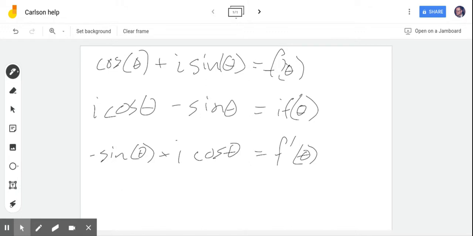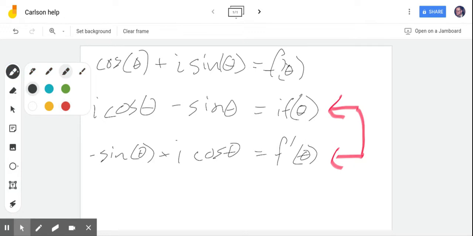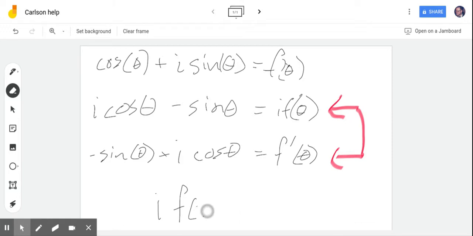So, hopefully what you're recognizing, and I'll do this in like the bright red, is that this guy is equal to that guy. That's a big deal for us. That means that, I keep saying f of x, that means that if I take my original function and I multiply it by i, that's the same as taking the derivative. So that's the first part.